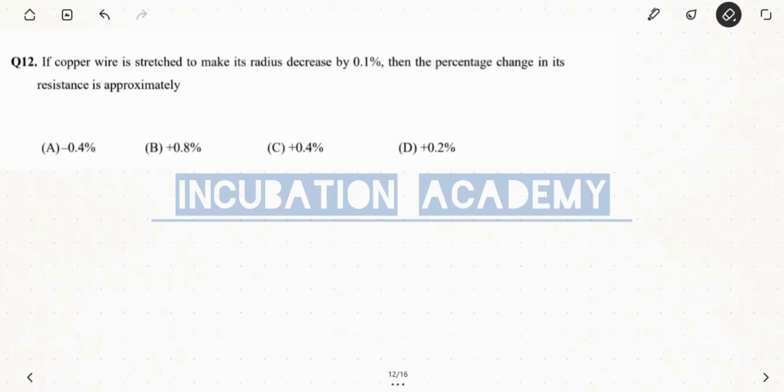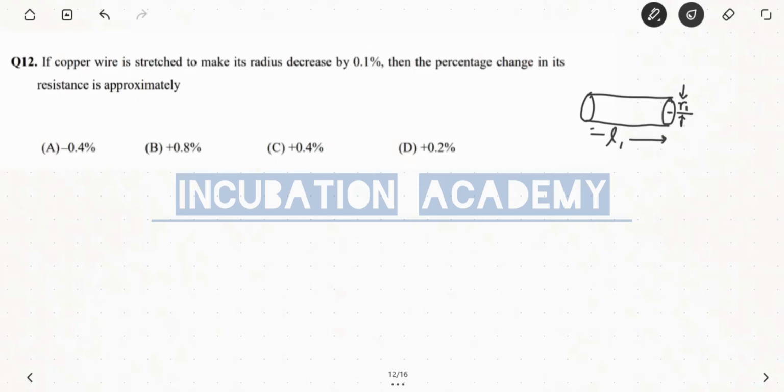D is plus 0.2%. So obviously when the wire is stretched, one thing is kept constant, that is the volume. So if I say that this is the wire, and this is the radius of the wire initially, and this is the length of the wire, L1 initially. If you stretch it, then what will happen?